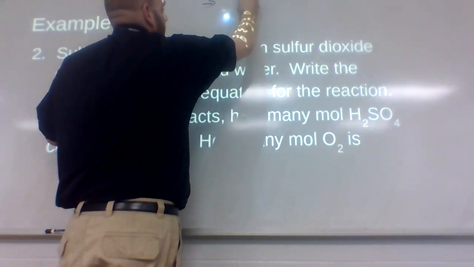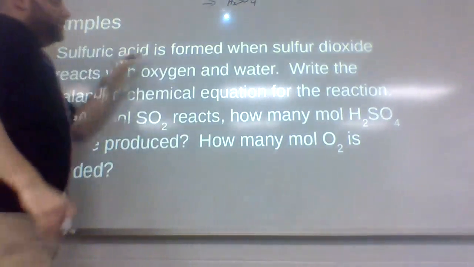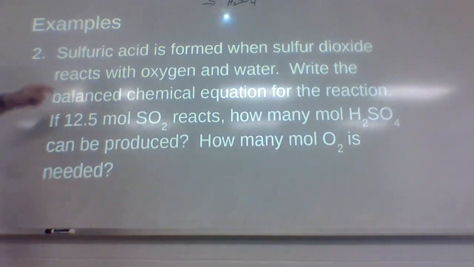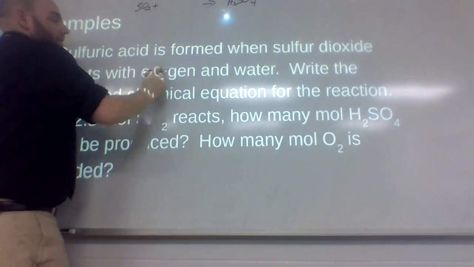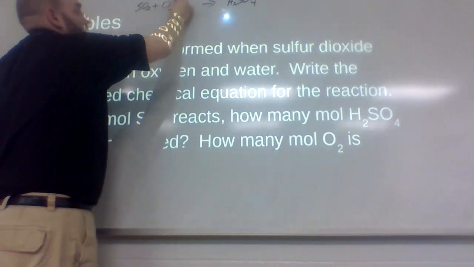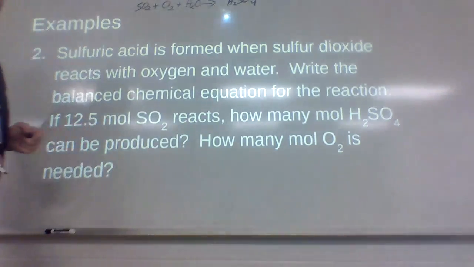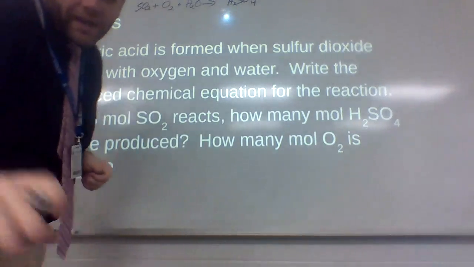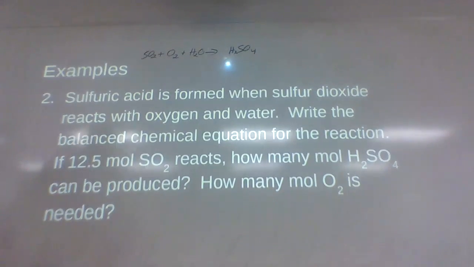Sulfuric acid, remember sulfate is SO4. It's a 2-, so I need 2 hydrogen. It says it's formed, that's why I'm putting it after the arrow. Sulfur dioxide, we've got SO2, plus oxygen, O2, plus water, H2O. Everyone should be good with that. Can you see that? I don't know if you can, so let's raise that up a little bit. That's what we have there.